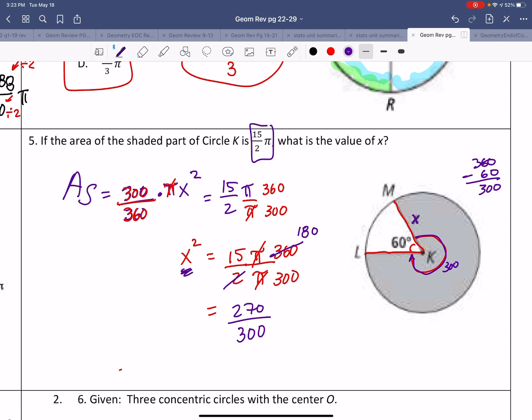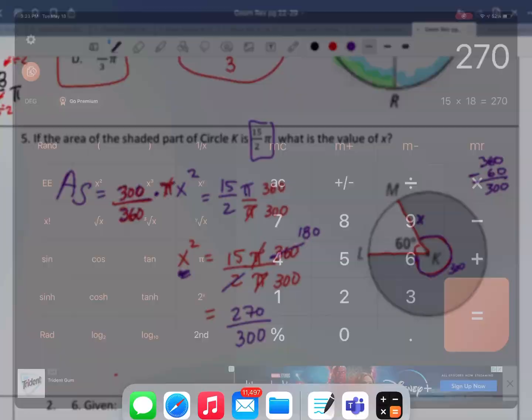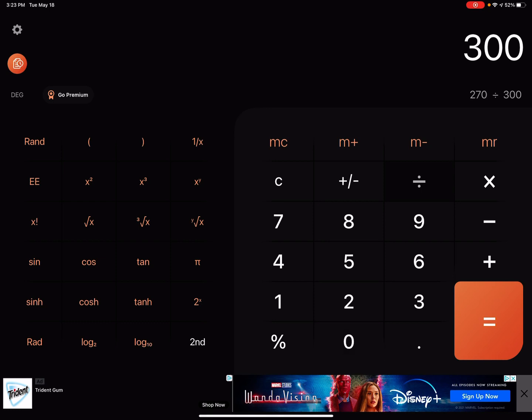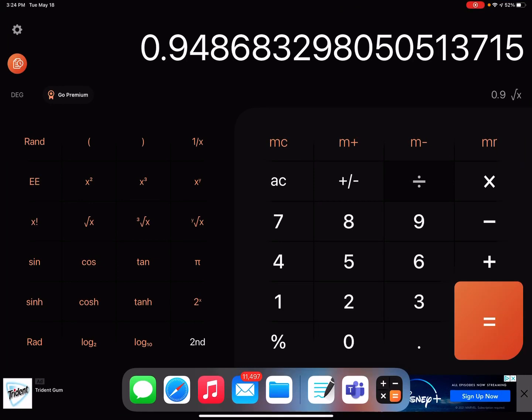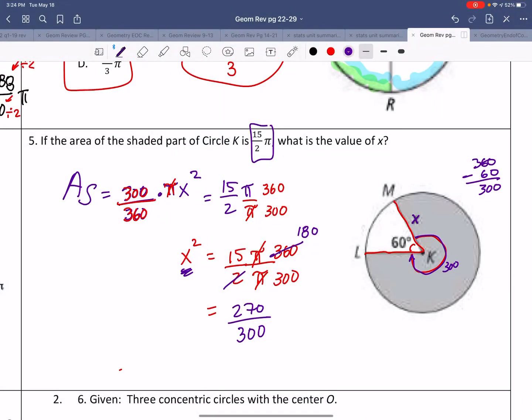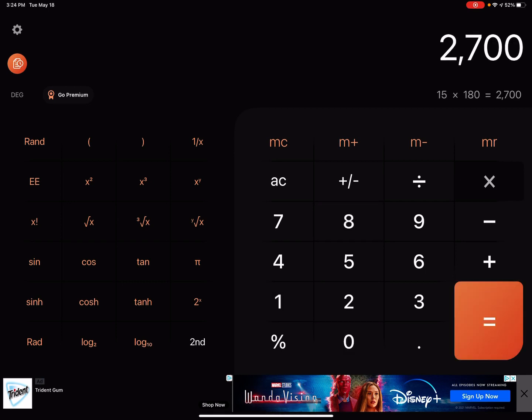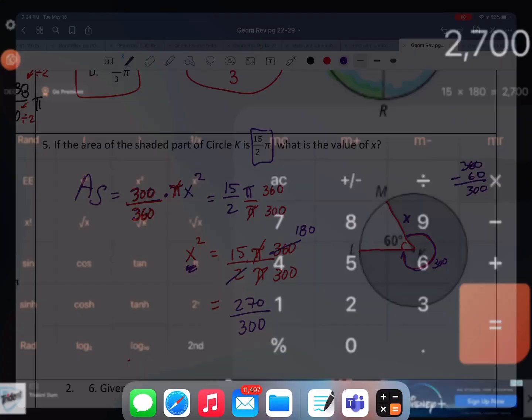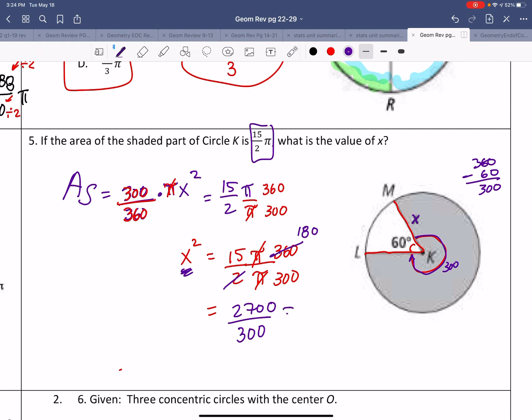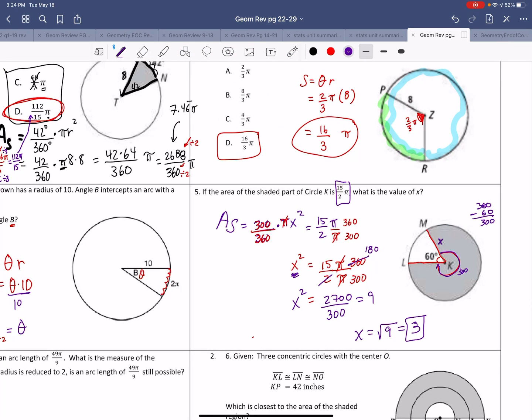Oh, I know what I didn't do. This is just x squared, so I still have to take the square root of it. So 270 divided by 300, and then I need to take the square root. 15 times 180. There we go. 2,700 divided by 300, we get 9. And so x squared is 9, which means x would be the square root of 9, or 3. Beautiful. That's our answer. Awesome. Okay.